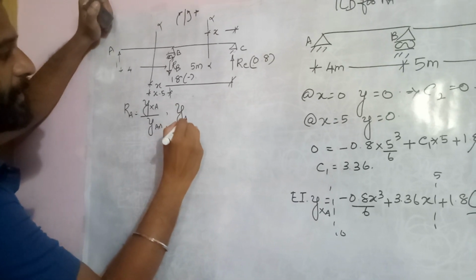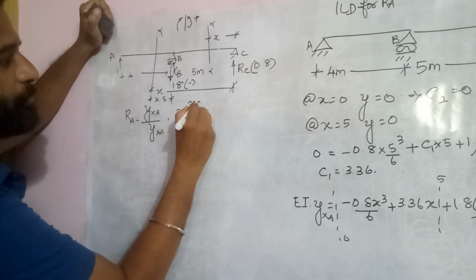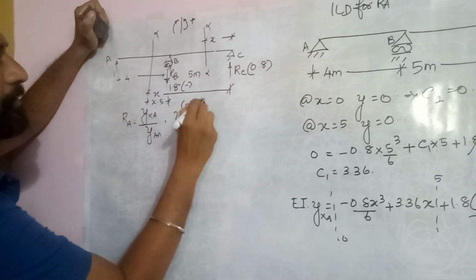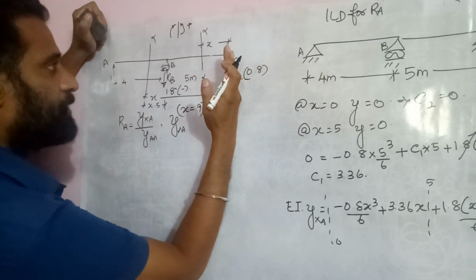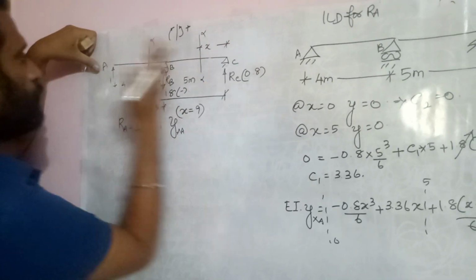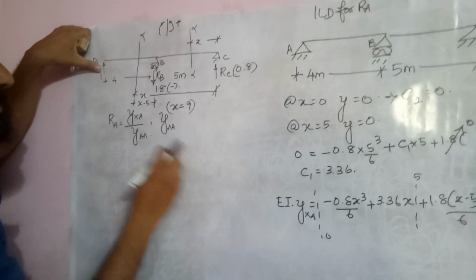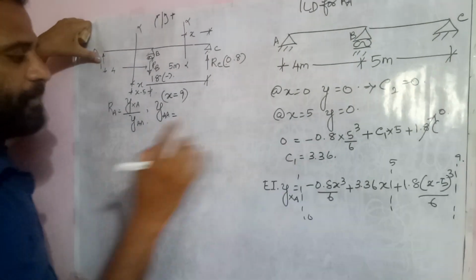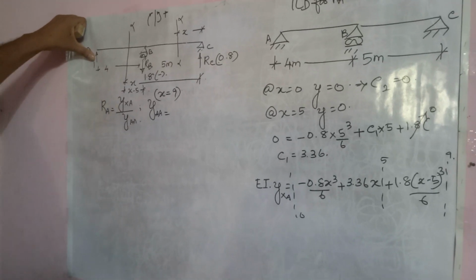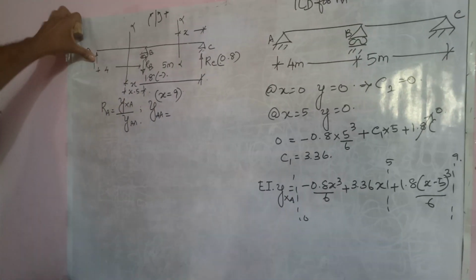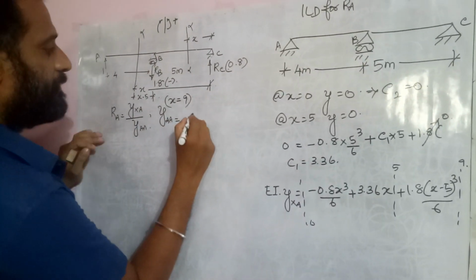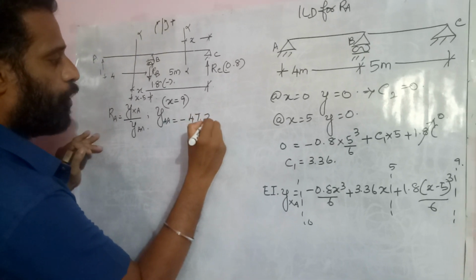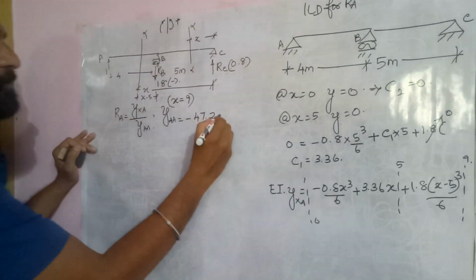So YAA is nothing but, substitute x equal to 9 meters, since distances are always measured from the right support. So if x is equal to 9 meters, y of XA becomes y of EAA. You just substitute wherever x appears as 9 meters. So here I am getting the overall value as minus 47.2. I have already calculated the values, since it is a longer problem.